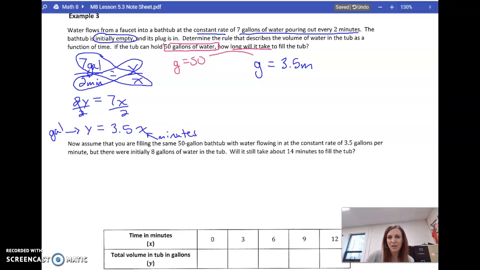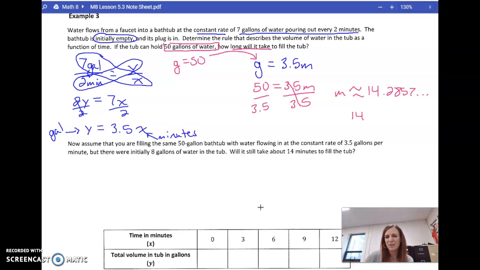That means I'm just going to plug that in here for g. And I'm going to get 50 equals 3.5 times m, and then I divide both sides by 3.5. And we end up with m is approximately equal to 14.2857. So we're going to say approximately 14 minutes. How long will it take to fill the tub? About 14 minutes. Okay, look familiar, right? Hopefully the work you see is familiar.